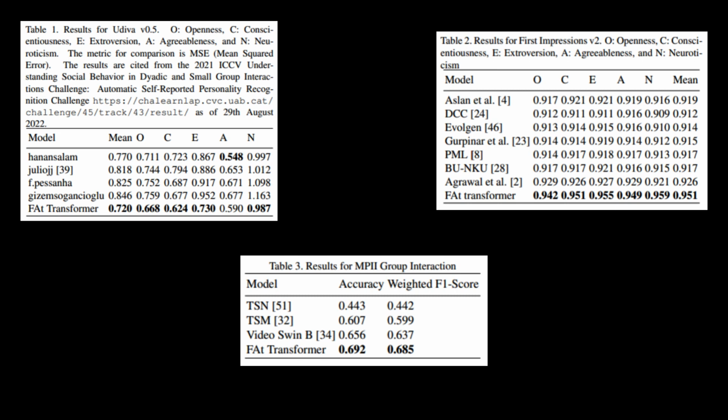The first one is compared to the submissions in a challenge for 2021 ICCB workshop. The second one is comparing against the previous work done on this dataset and another paper that was released in 2021. For MPII Group Interactions, we compare against state-of-the-art and perform our own experiments.